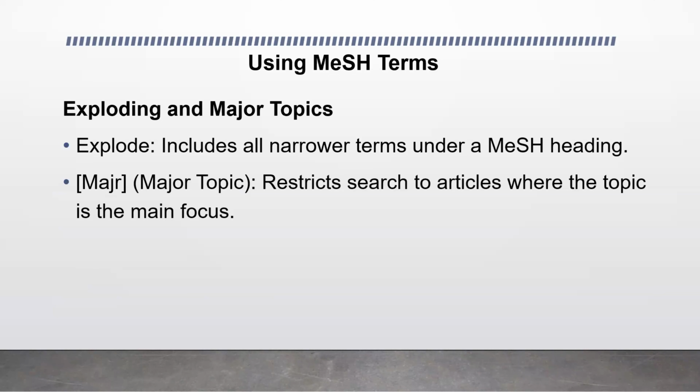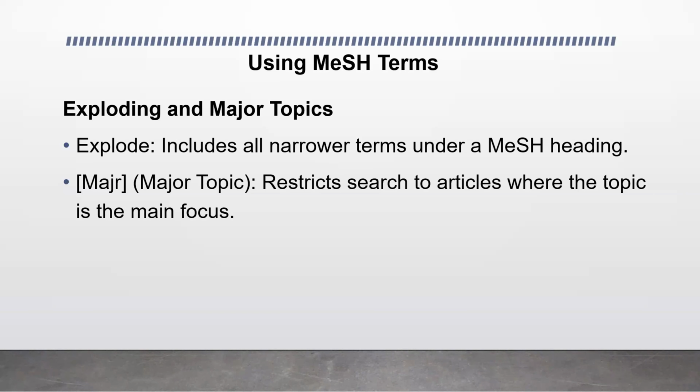In Cochrane, you can opt for a MeSH term to explode. It means it includes all the narrower terms under a MeSH term. But in PubMed, as I've said, it does the exploding automatically. You will see this when it comes to the practical sessions. But exploding means it includes all the narrower terms under a specific MeSH heading.